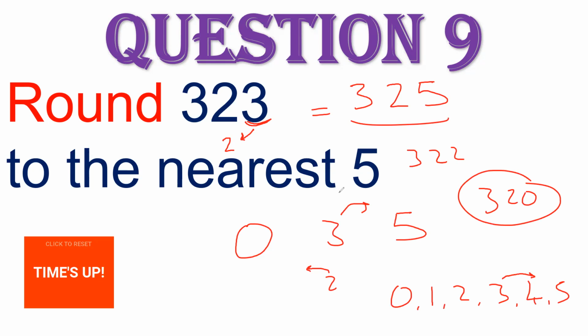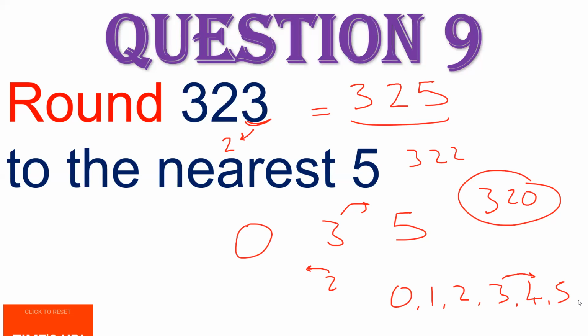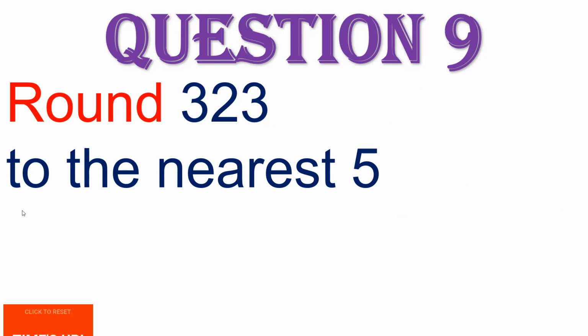323 to the nearest 5. As you see, 3 is close to 5, and then you are rounding off the 3 to 5. Okay, done. Let's continue with the next question.